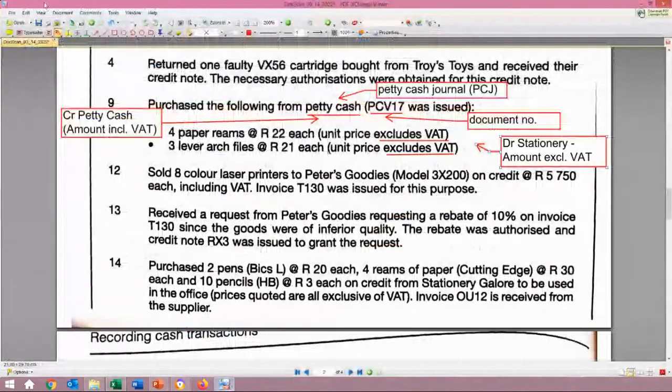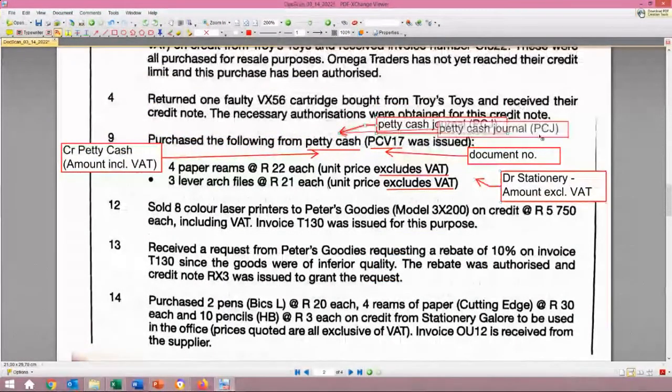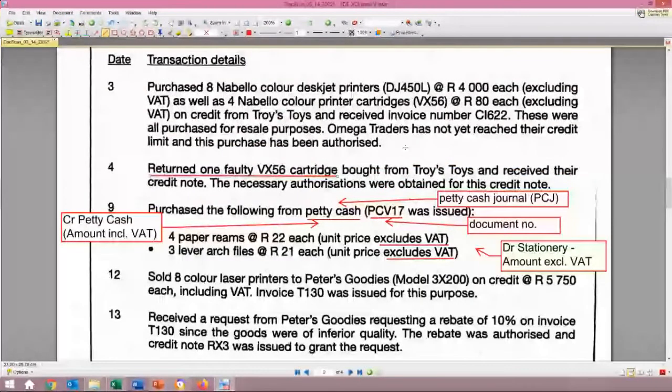Okay, let's go back to the question then. I accidentally skipped number 4, so let's do number 4 now. Number 4, we said we returned one faulty VX56 cartridge. That is based on the previous information, which was here, that we bought from Troy's Toys and received a credit note. The necessary authorizations were obtained for this credit note. Remember we had CI622.